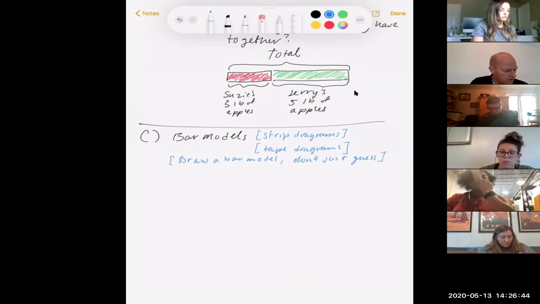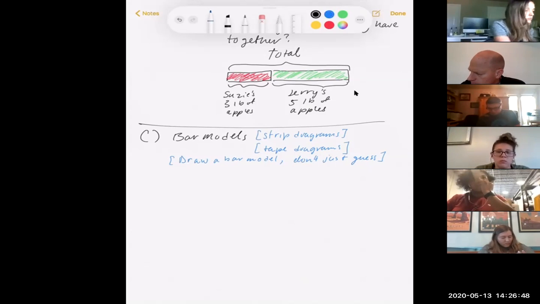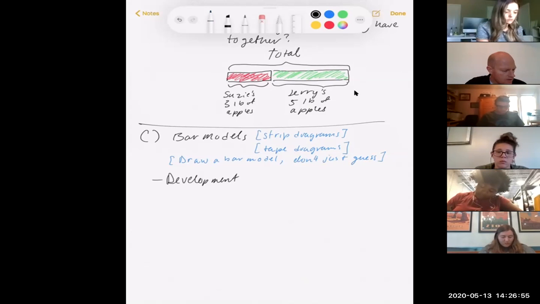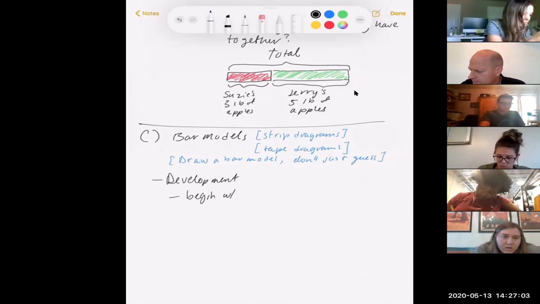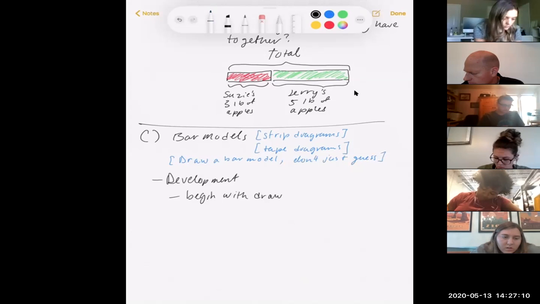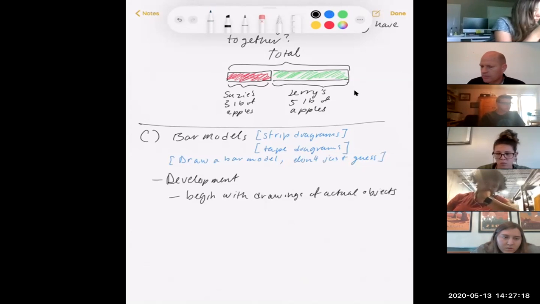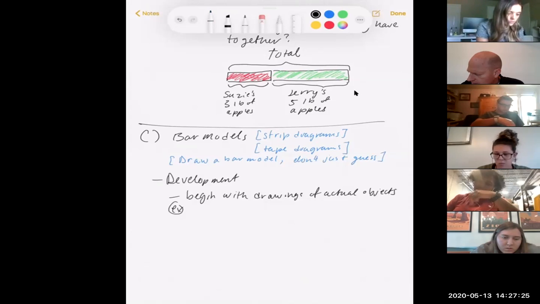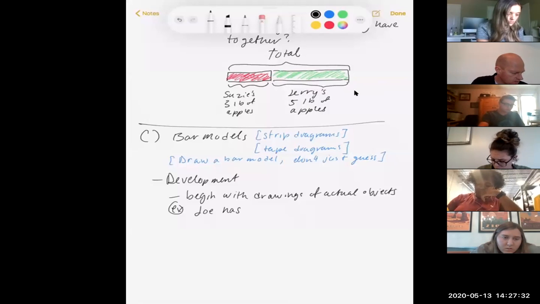So how do they develop? Here is our development of them. They begin with drawings of actual objects. So we're going to be working at the pictorial level of abstraction here a little bit. In my example, I used apples again. Let's think of something else though.